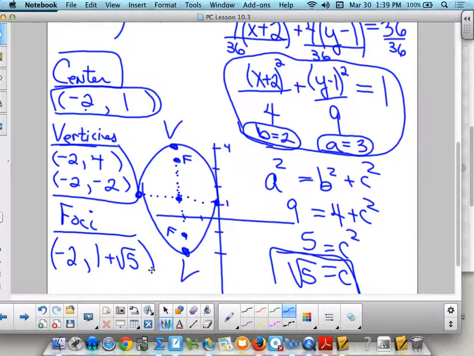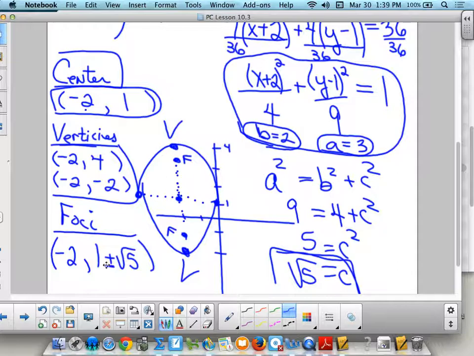1 minus. So can I just do this instead of writing the whole thing over? Does everybody understand? I'm giving you two ordered pairs. -2 comma 1 plus square root of 5, -2 comma 1 minus square root of 5. Okay, I've given you all the information. I sketched it for you. There it is.